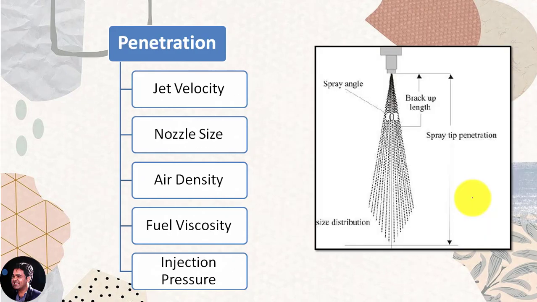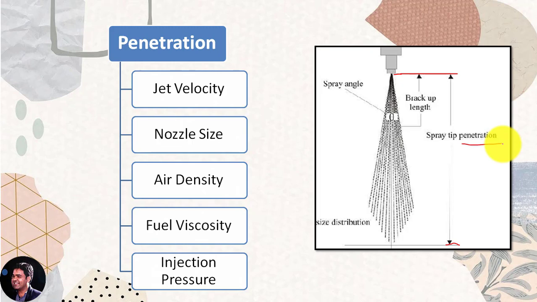The next one is penetration. From this figure you can understand the word penetration. Penetration we can consider as the distance covered by the fuel particles from the tip of the nozzle to the maximum distance covered by the fuel particles inside the cylinder. With better penetration, the fuel particles will travel more inside the cylinder, and it will create a better air fuel mixture, or you can say a homogeneous mixture, which is most beneficial for the efficiency of any engine.